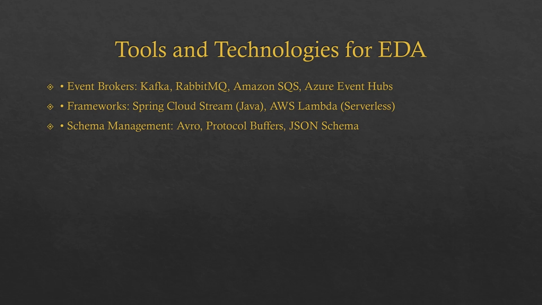Various tools and technologies support EDA. Event brokers like Kafka, RabbitMQ, and Amazon SQS are essential for managing event flows. For frameworks, we have Spring Cloud Stream for Java-based systems and AWS Lambda for serverless event-driven applications. Additionally, Avro and protocol buffers are commonly used for defining event schemas, ensuring consistency across the system.